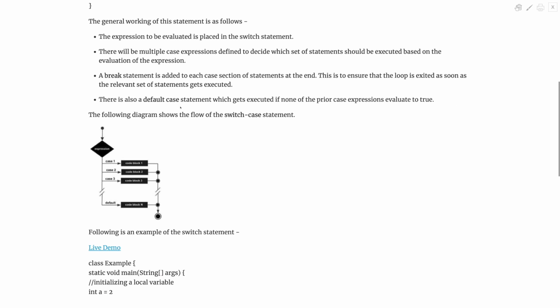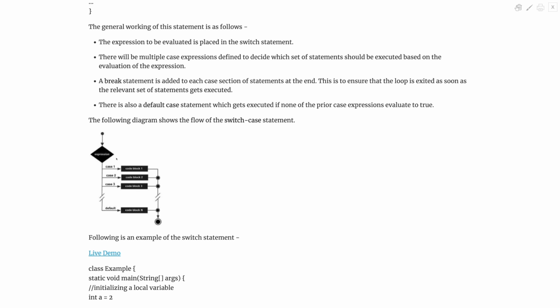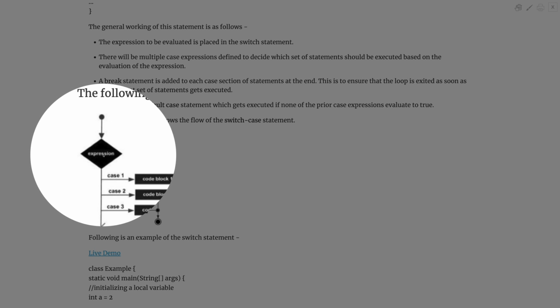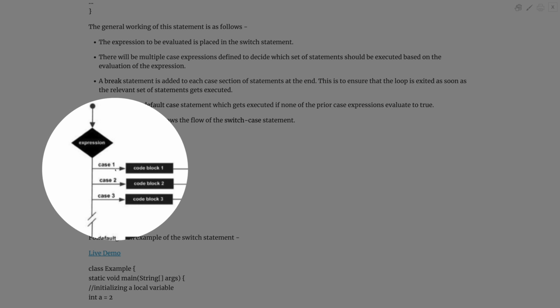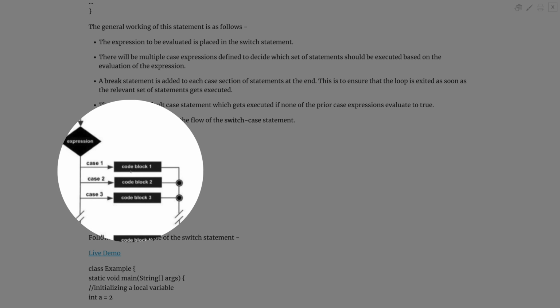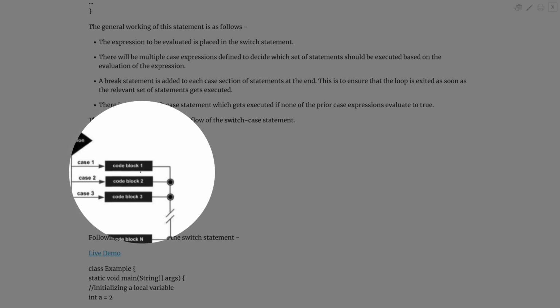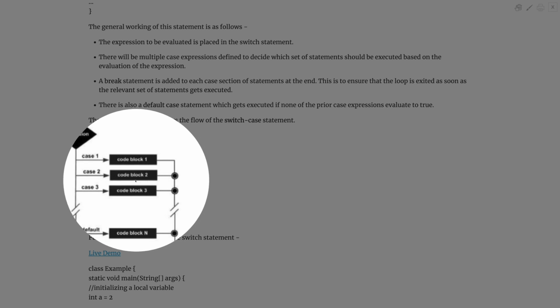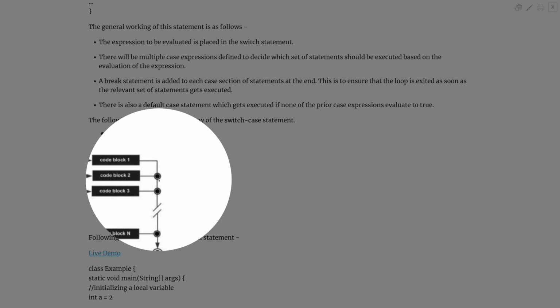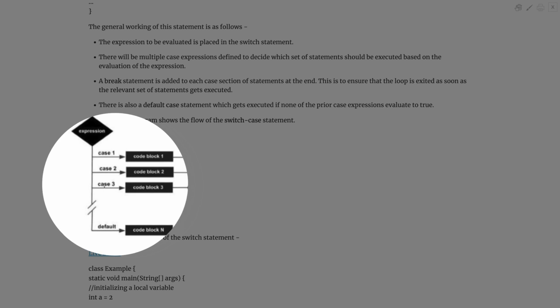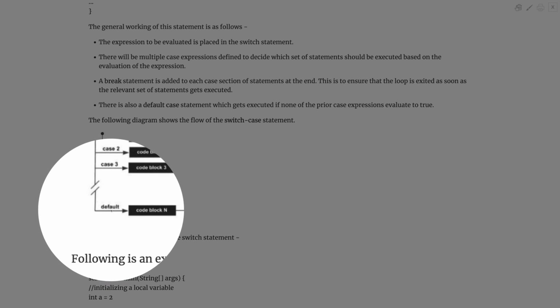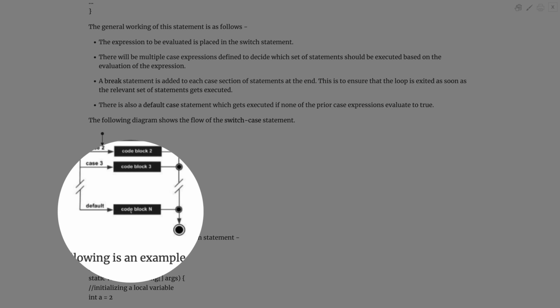Now, before we get to the code, let's take a look at this diagram. This diagram is basically telling us, here we have an expression. We get to this, we have a case 1 and a code block. So let's just say if the case 1 becomes true, then it will run the code and then it will go to the next case. If that's true, it will run the code, it will go to the next case and then the next case. Okay, if none of the case is true, then it will go and run the default, which is like else in if that we already saw in the last video.